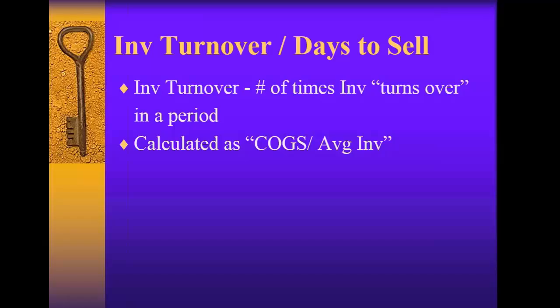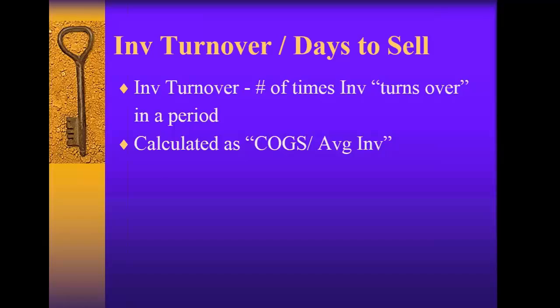The turnover is cost of goods sold, which is an income statement account, divided by the average inventory. Average inventory is last year's inventory plus this year's inventory divided by 2. So that's our average inventory. So the turnover is cost of goods sold divided by average inventory.